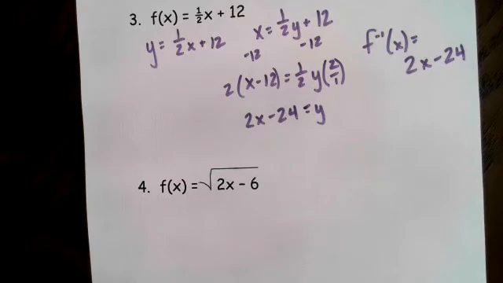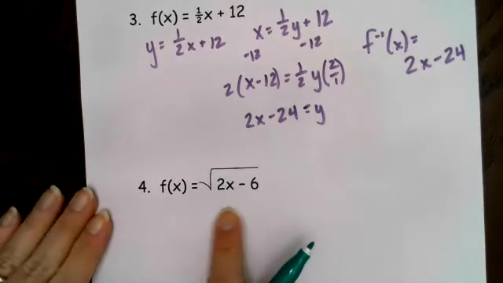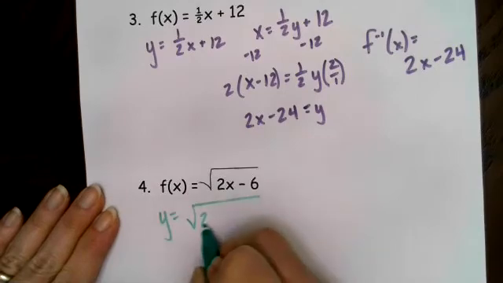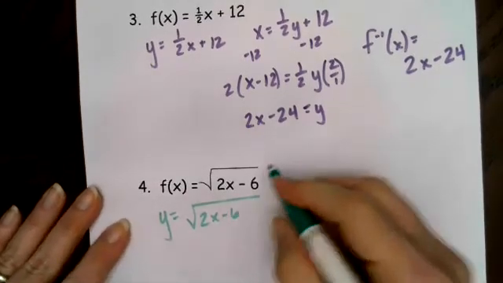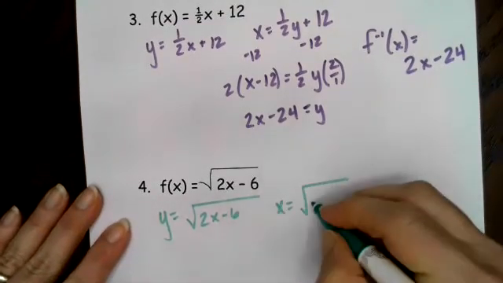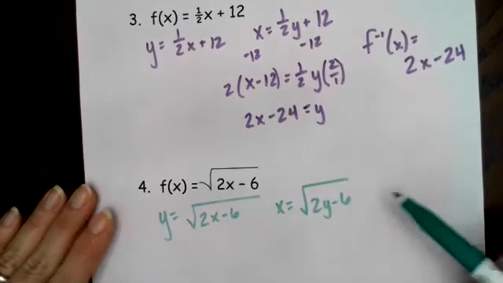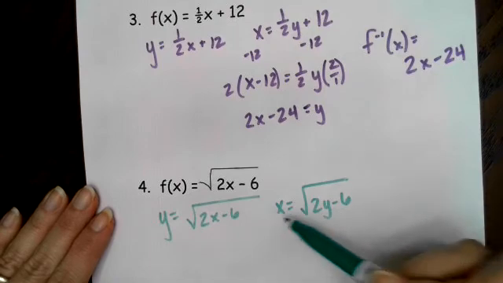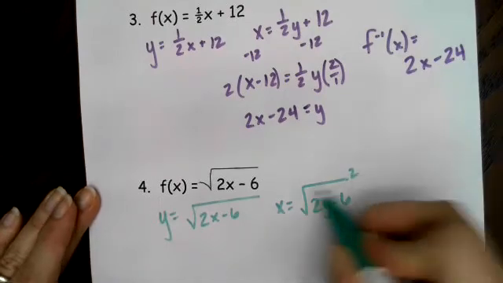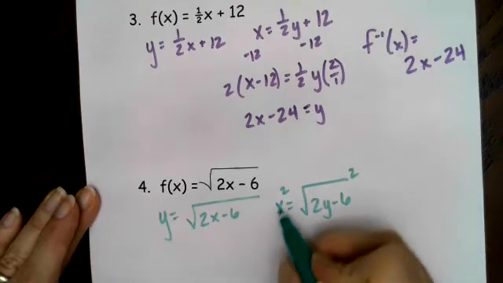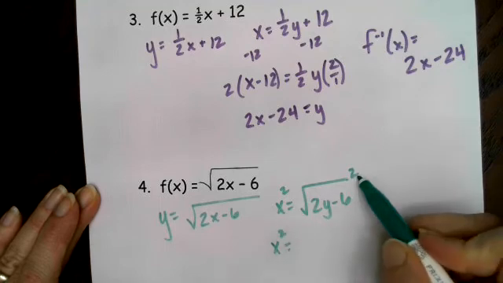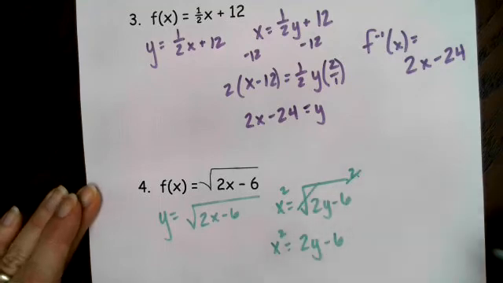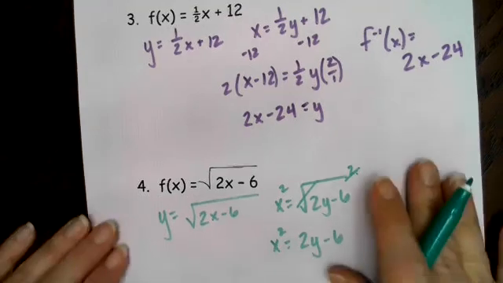All right, and then number 4 down here, f of x is equal to the square root of 2x minus 6. So I'll write this as y is equal to the square root of 2x minus 6. And then switching, x is equal to the square root of 2y minus 6. Then I need to solve for y. Now, y is underneath this large radical, so I cannot move the 6 because it is also underneath the radical, but I can go ahead and square both sides. So x squared equals, the square and the square root are inverse operations, so I'm left with 2y minus 6. It just comes out nicely.